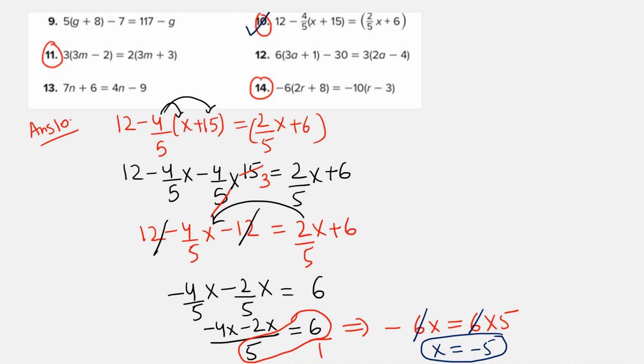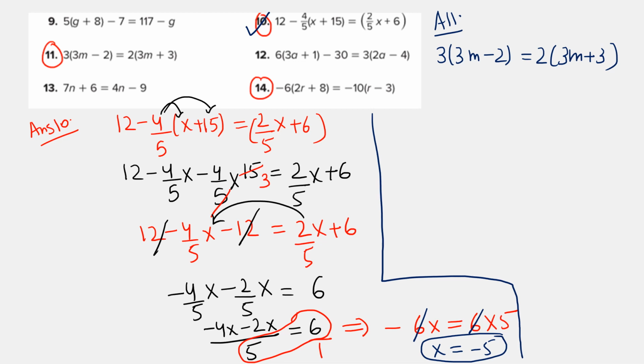This was question 10. Let's see if we can do 11 here. 3 times 3m minus 2 is equal to 2 times 3m plus 3. So if you see, the method to solve is same, only the numbers are changing. So we are going to again use the distributive property, do the similar steps, open the brackets and multiply. So 3 with 3 is 9m, 3 with 2 is 6, 2 with 3 is 6m, 2 with 3 is again 6. Now collect the like terms.